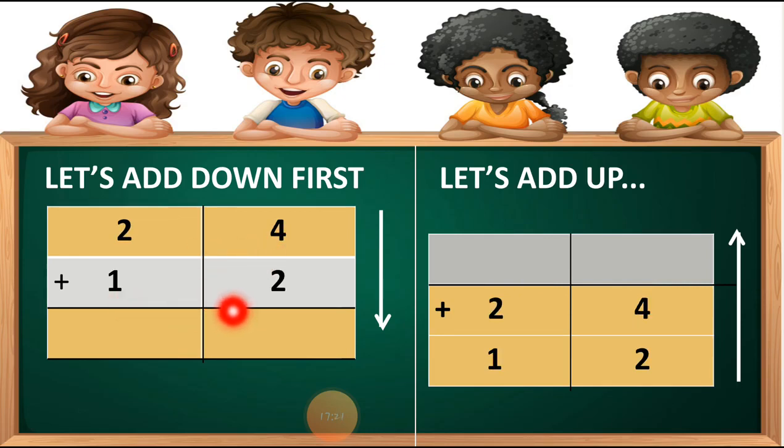You also have to write down with me in your notebook, students. The ones column is 4 plus 2 and the answer is 6. Now the next one, which is at the tens column, 2 plus 1 is equal to 3. So here our answer is 36.